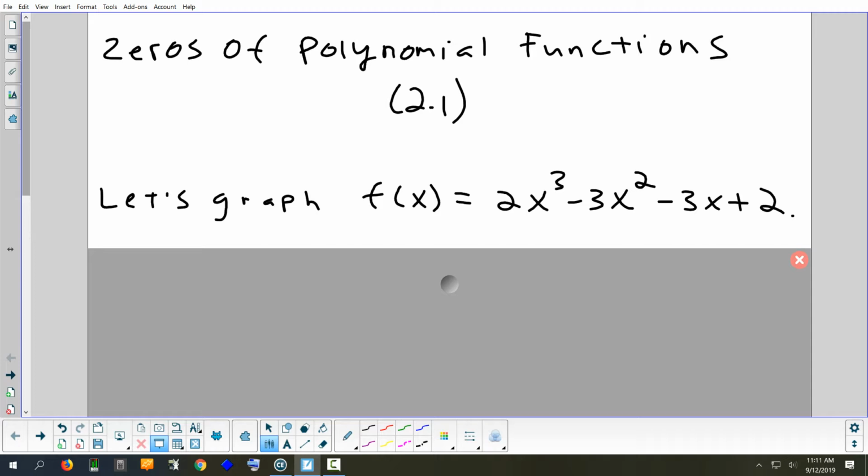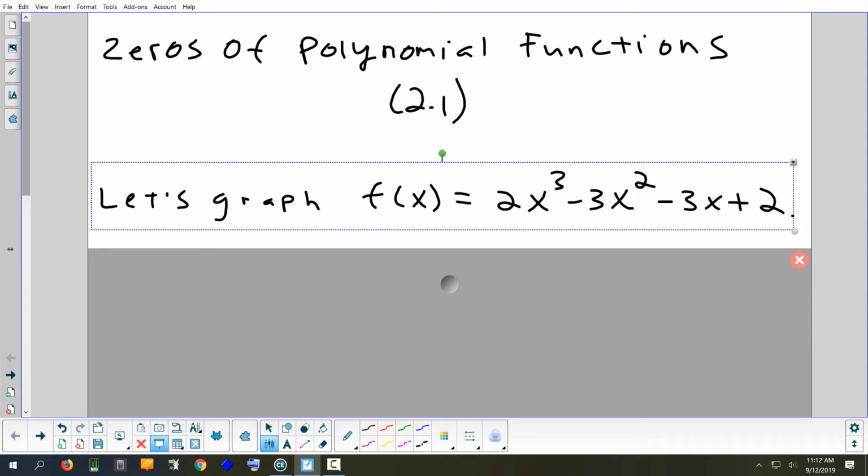At most. I'm not guaranteeing you it'll cross 3 times. It could only cross twice. Could only cross once. That one couldn't cross 0. And it has to do with the fact that this is a polynomial and the highest exponent is odd. I'm not going to get into it right now. But let's see if we can graph it and figure out how many times it crosses.